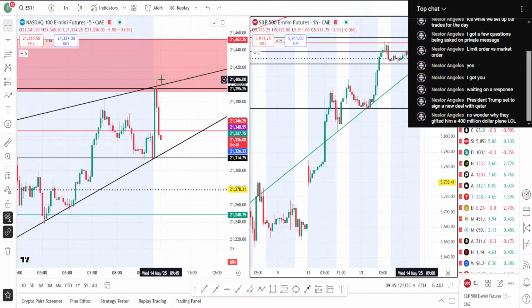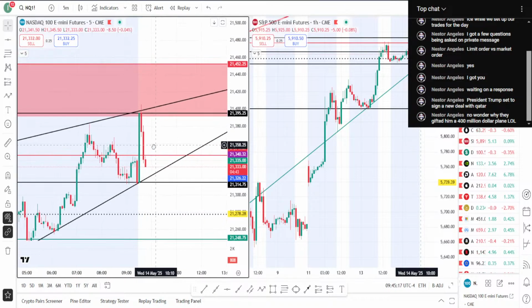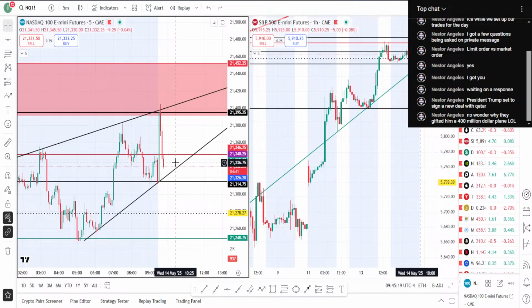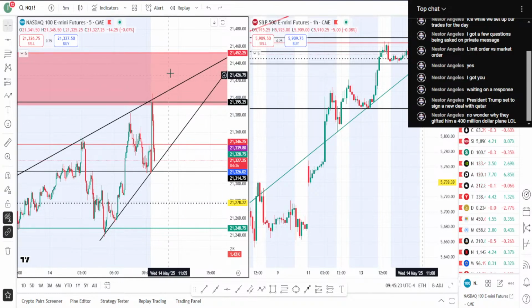There it is, completely reverse of that supply zone. Completely reverse off of there. Good thing I tried to warn you guys. Don't be buying up there. Supply zone.